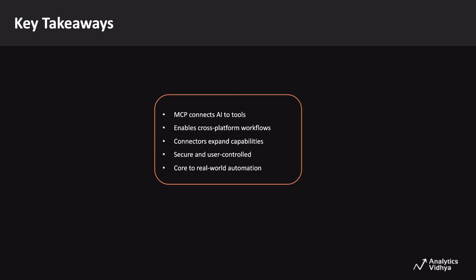Let's quickly recap. MCP is the protocol that connects AI to tools. It enables cross-platform workflows. Connectors expand what Co-work can do, and everything works securely under your control. So, the key idea is simple. MCP transforms Co-work from a standalone system into a connected automation engine.